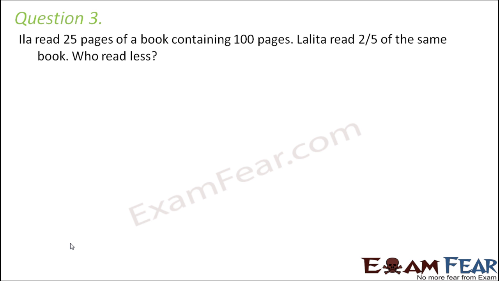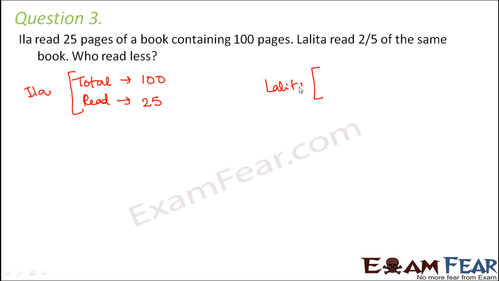Question number 3. Ela read 25 pages of a book containing 100 pages. So that means the total number of pages in the book was 100 and the number of pages that Ela read was 25. Now we have another girl named Lalita and she read 2/5 of the book. So who read less? For that we will have to find out the fraction which has been read by Ela. So Ela read 25 pages out of 100 pages.